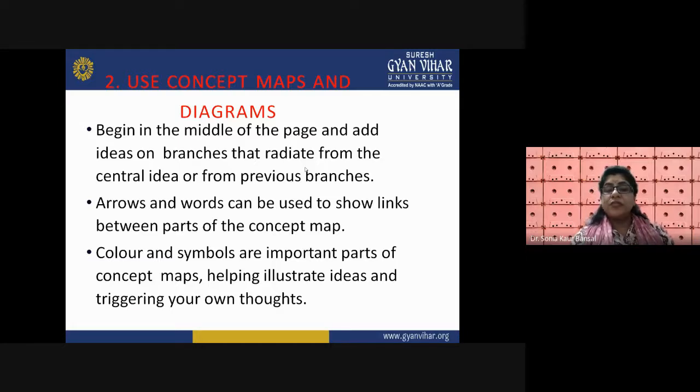I have always been telling you students to take care of this: when you are taking notes and just writing, don't include only your teacher's voice, or only your book's words. You add your own ideas and thoughts also, so that it will enhance your own learning in a very fine way. That means what you have understood from that particular concept.